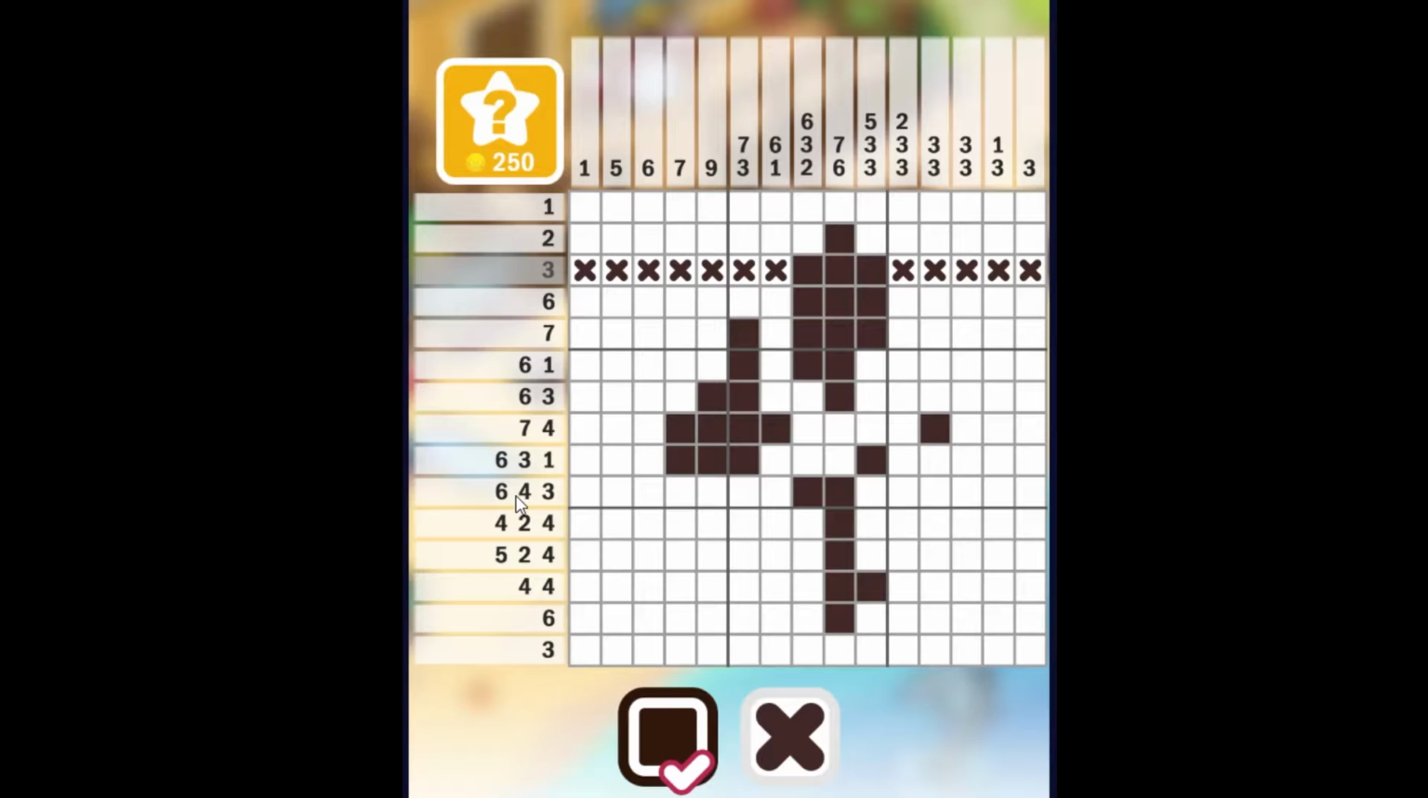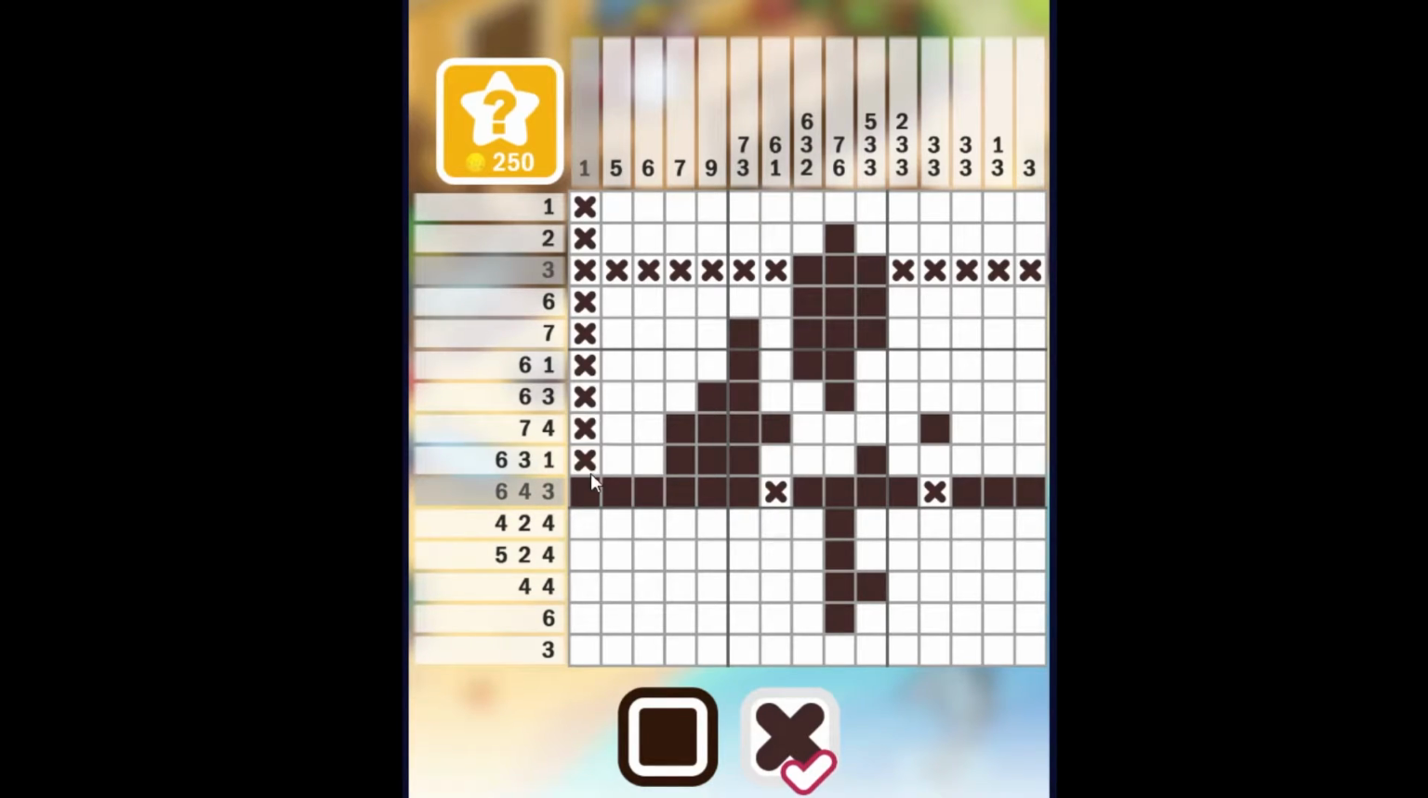14, 15. This is actually completed, 6, 4, 3. So 6, 4, 3. There we go. That completed this column as well. We'll cross that out. 4, 8, 10, 11, 12. There are only 14 squares left, which means there are only 2 unaccounted for. So 1, 2, 3, 4. 1, 2, 3, 4. All right.